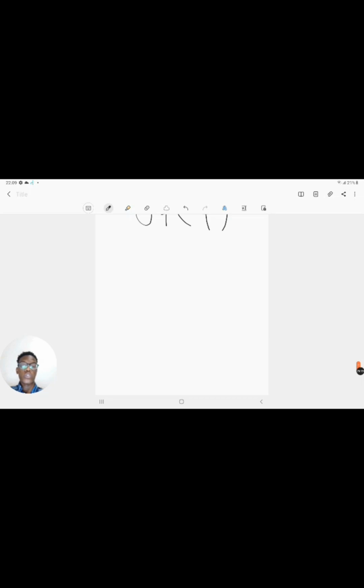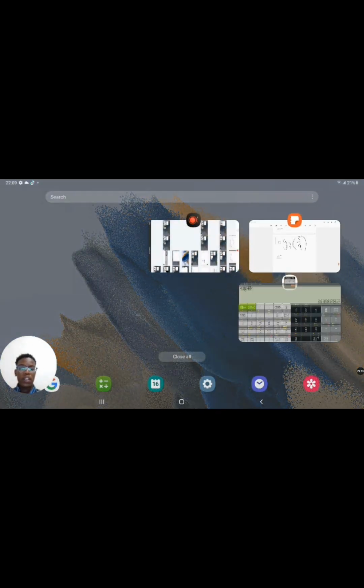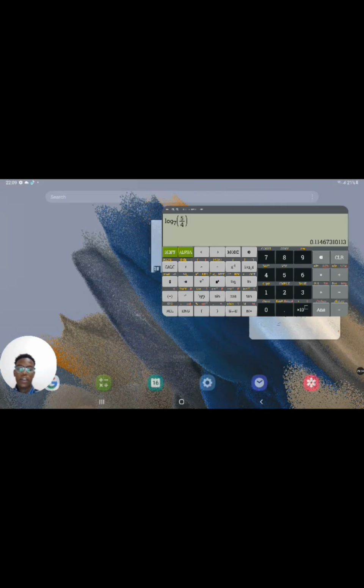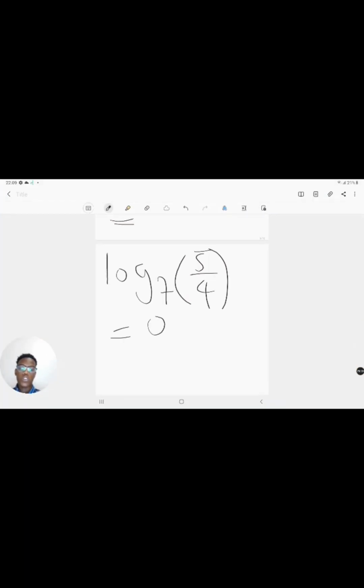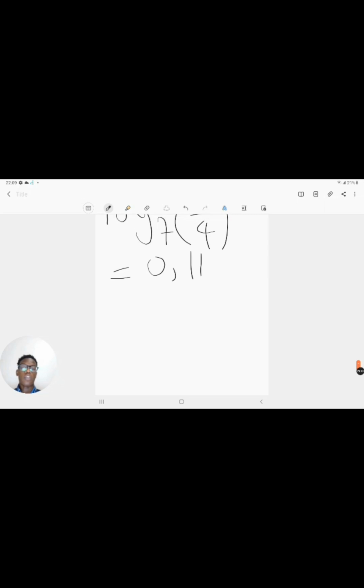You can simplify it using your calculator if you want to. Let's check on our calculator. We've got log with base 7 of 5 divided by 4, and that gives you 0,11. Okay, so that gives you 0,11. It's that easy. Okay, it's not complicated at all.